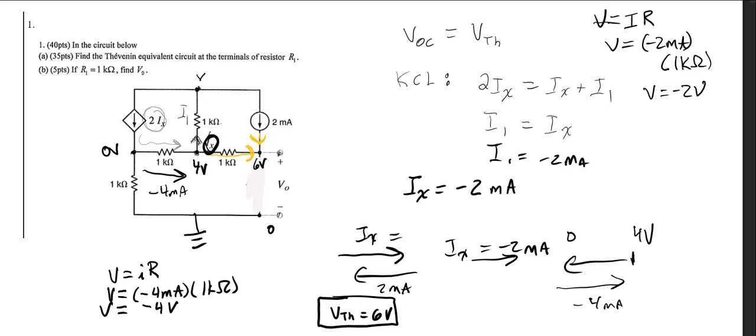How did you determine the node below the 2Ix is 0 volts? Right here, because it's connected to this, which I made ground. I made that my reference node, and there's no current flowing through this.